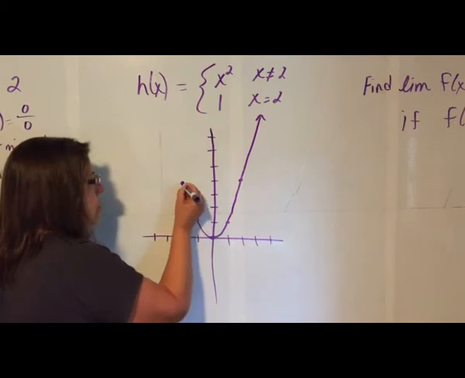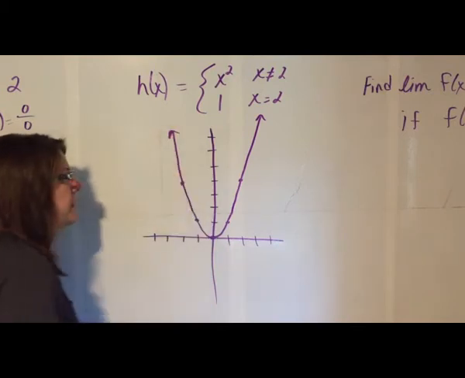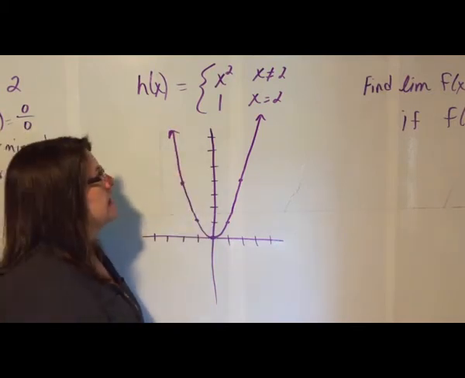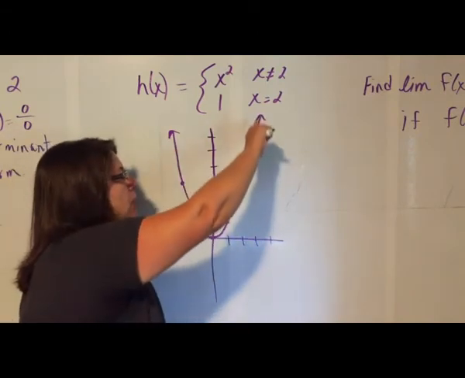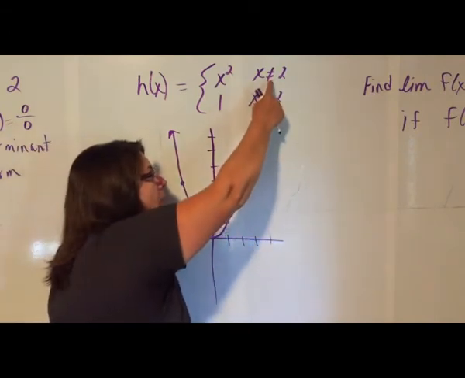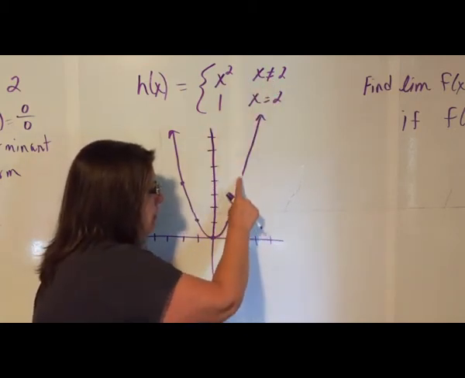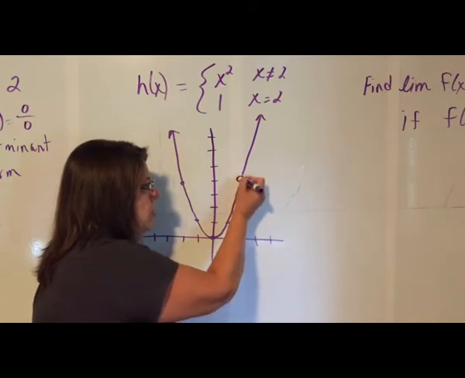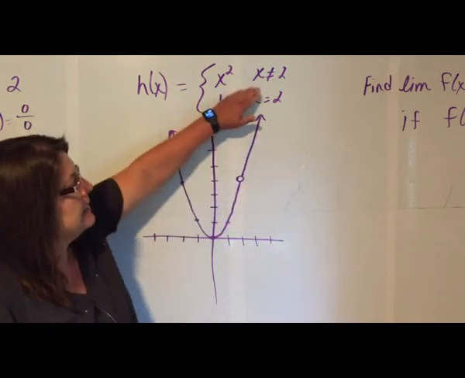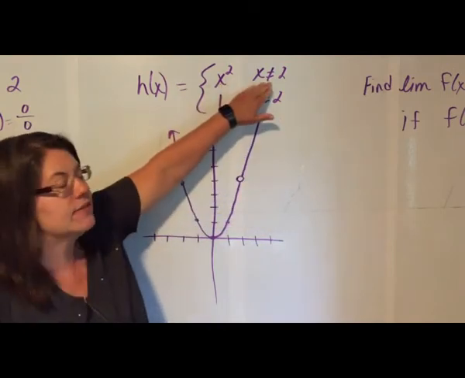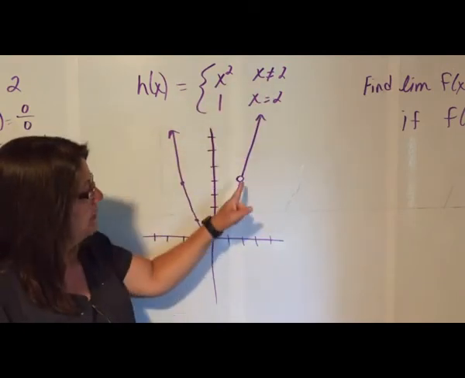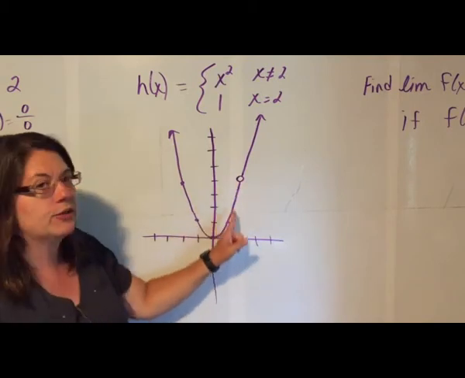Okay, but look at what the specifics of that piecewise function say. It says that this is our graph when x is not equal to 2. So that means at 2, something different is happening. So at 2, I'm going to need an open circle there because it tells us that this happens only when x is not equal to 2. So at 2, that is not the case. It's going to be a hole in the graph there.